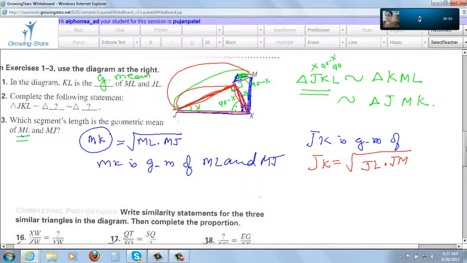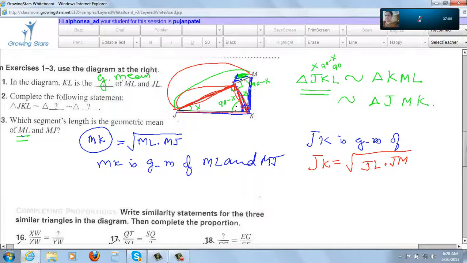Now, here again, writing similarity statements for the three similar triangles, then completing the portion. If you need the help of the angles, you can always put the angles there. X, 90, this is going to be 90 minus X. Or let me teach you another way of doing it. Probably you'll find that easier, without the angles also.